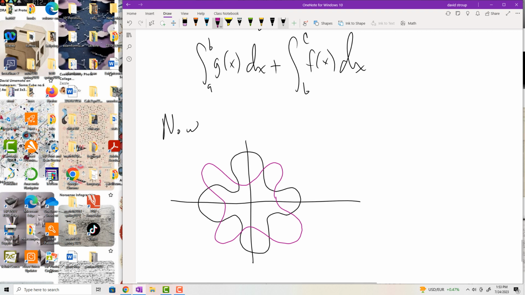Right, so we'll make the black one, this guy, call him f of theta, and call the other guy, the purple one, g of theta. So we need to find the intersection points again.